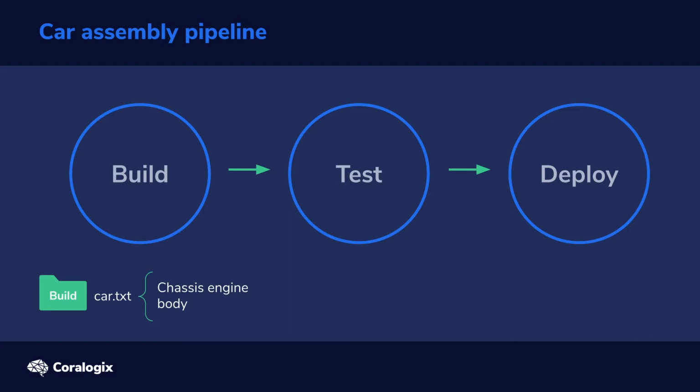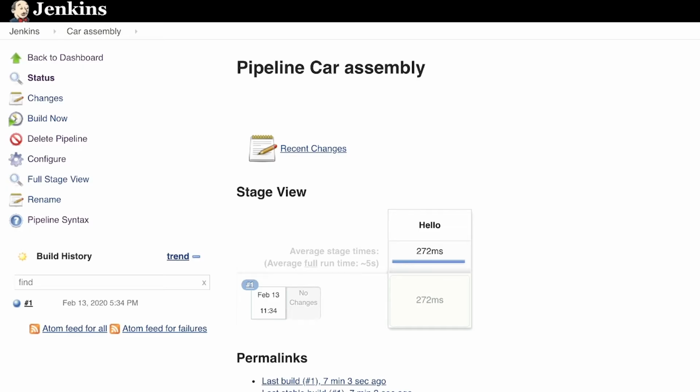In the test stage, we're going to check if the car.txt file exists in the build folder. Additionally, we're going to look for the words chassis, engine, and body to see if they are present inside the file. Finally, in the publish stage, we're going to save the contents of the build folder as a zip file for later use. Let's go back to the car assembly job configuration page and start implementing the pipeline.